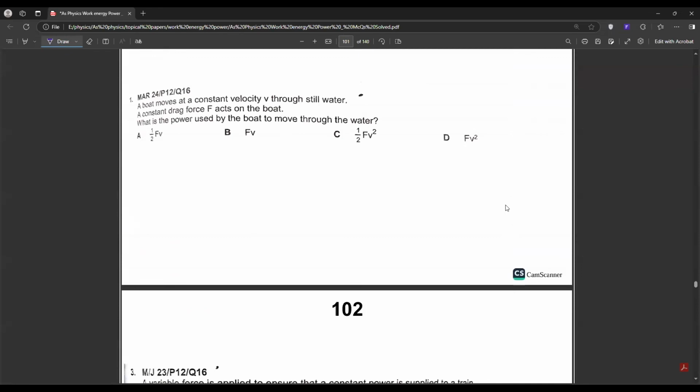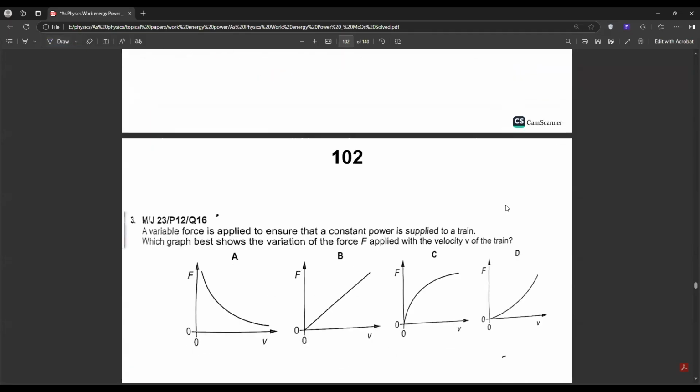Okay, let's see this. A boat moves at a constant velocity v through still water. A constant drag force F acts on the boat. What is the power used by the boat to move the water? Power is equal to force into velocity. B is your answer. Perfect.